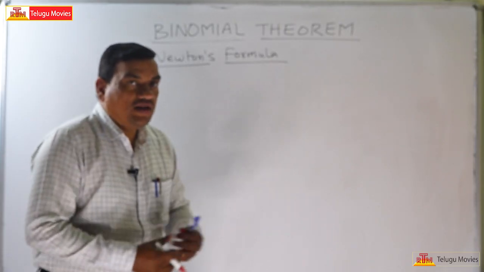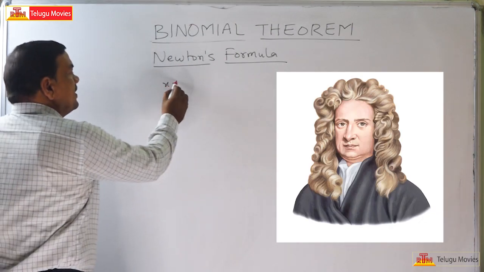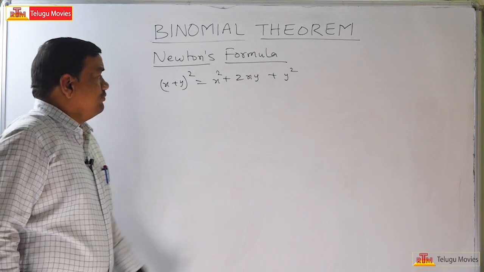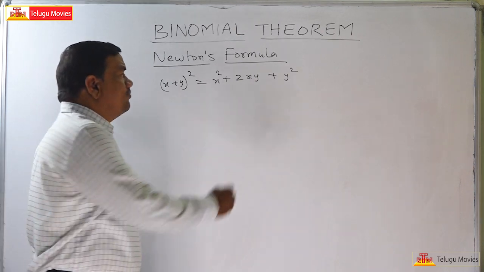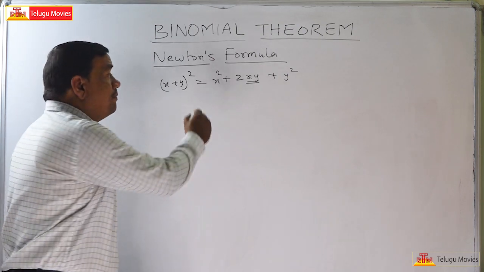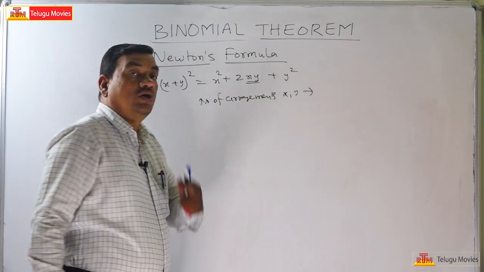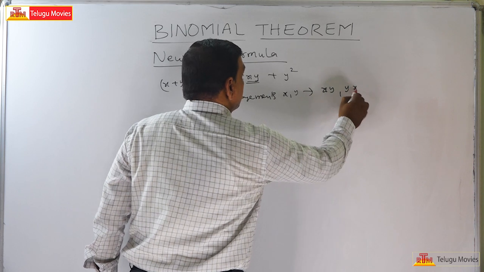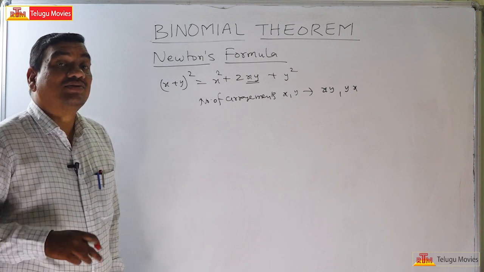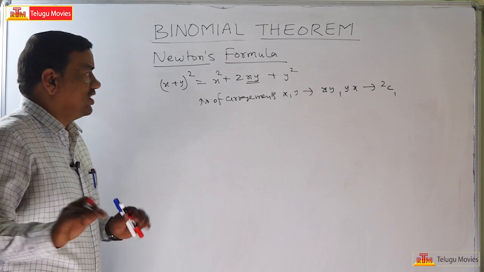Welcome back. So I am going to explain the idea given by the great mathematician Newton. Here x plus y whole square is equal to x square plus 2xy plus y square. Observe that the x square coefficient is 1 and the y square coefficient is 1. Now observe xy. The terms x and y can be arranged in how many ways? Two arrangements, xy and yx. Two distinct items can be arranged in 2 ways, given by the formula 2C1.